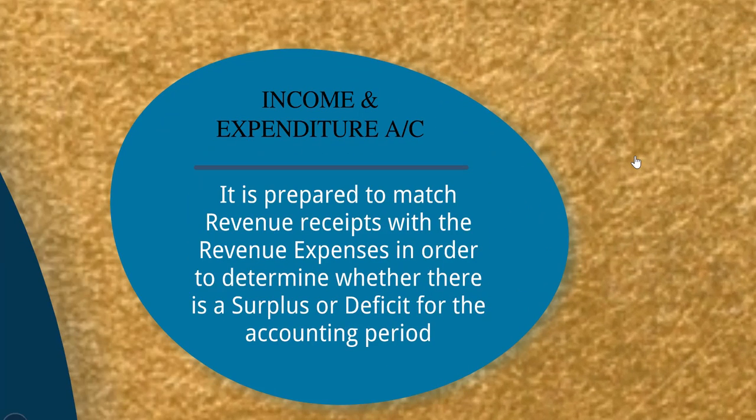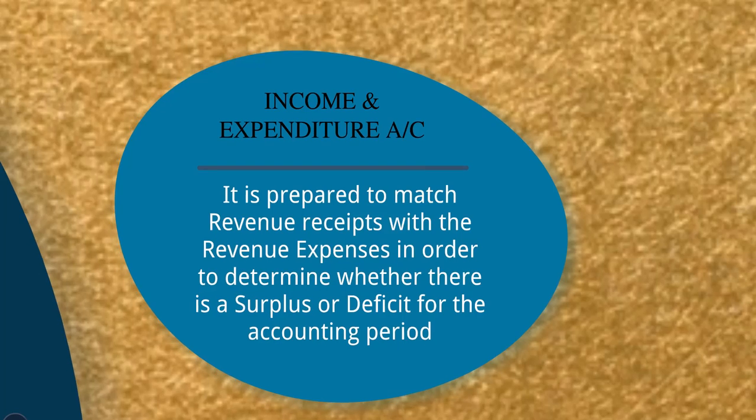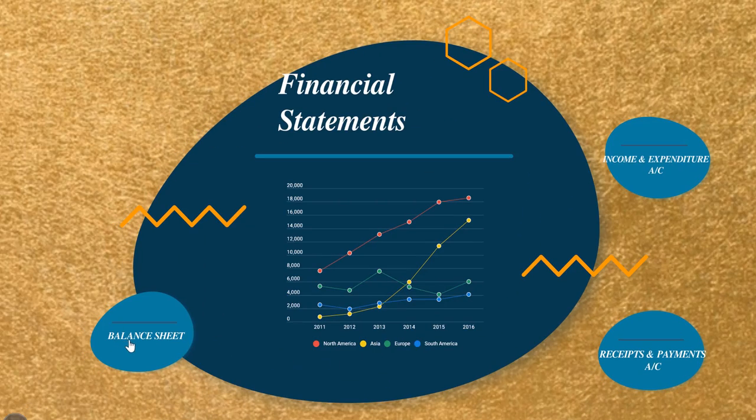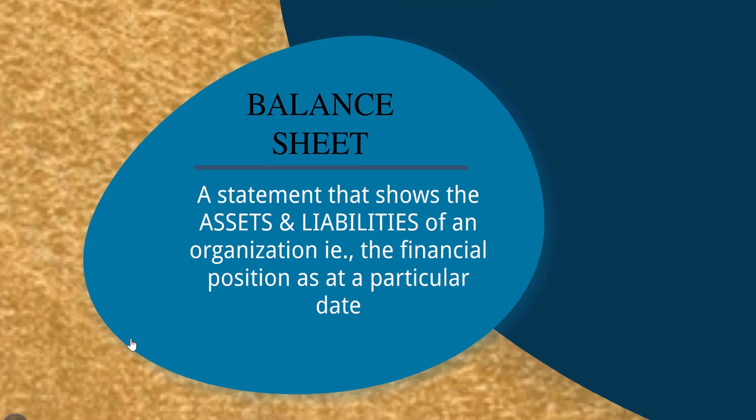Income and expenditure account is prepared to match revenue receipts with the revenue expenses in order to determine whether there is a surplus or deficit for the accounting period. The income and expenditure account is followed by the balance sheet, a statement that shows the assets and liabilities of the not-for-profit organization.